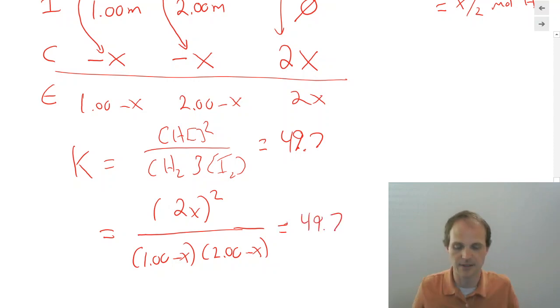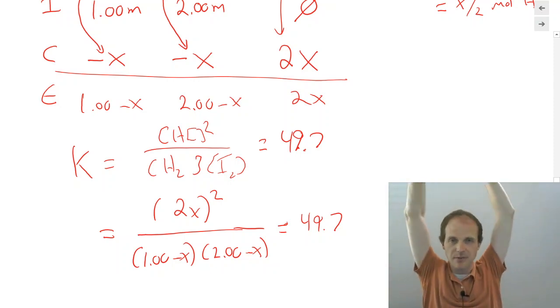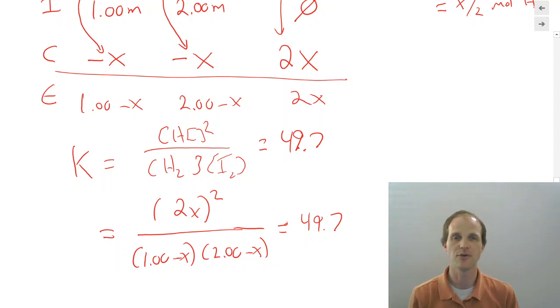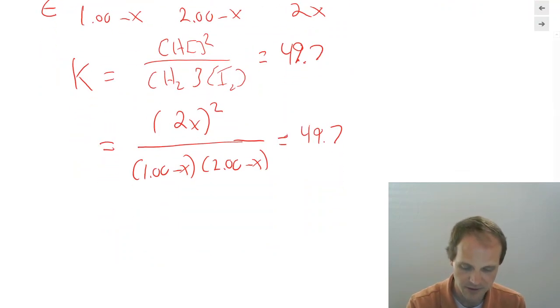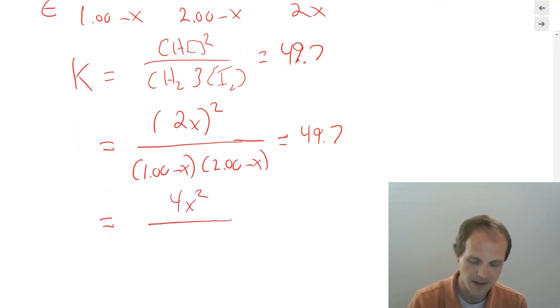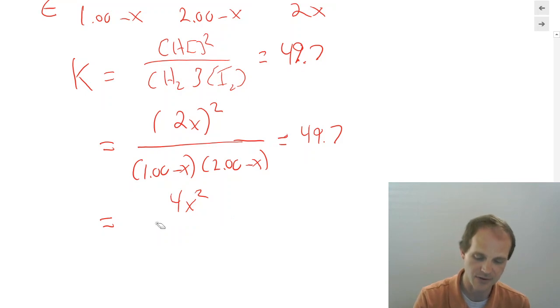All right. So how do we solve that one? Well, we don't have the same thing we had before, which is the ability to just take the square root of both sides, because we don't have a perfect square on the bottom. So by golly, the best way to do this one is just going to be to write it all out. We're going to get 4x squared over here. Let's go ahead and take everything off to the right-hand side.